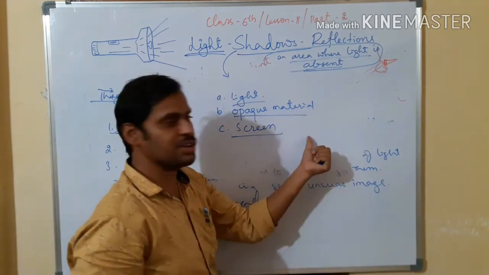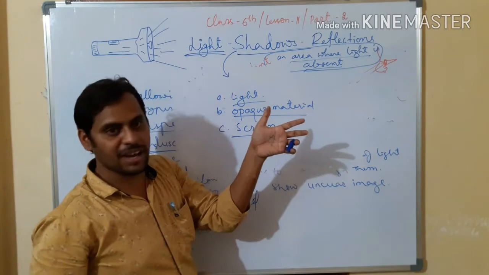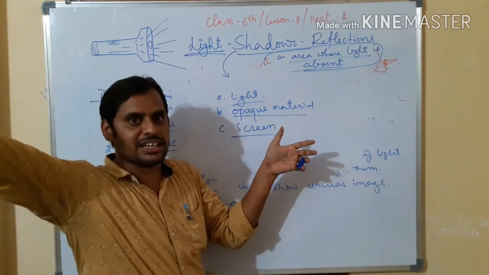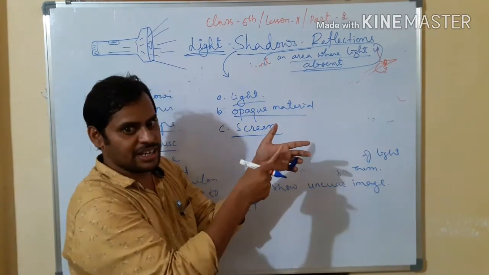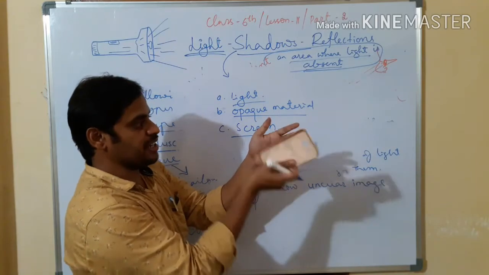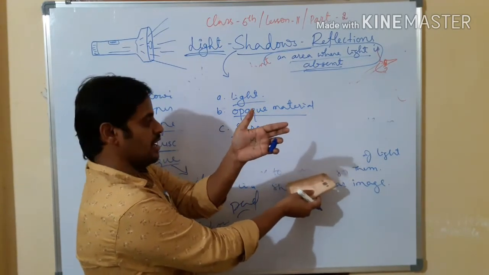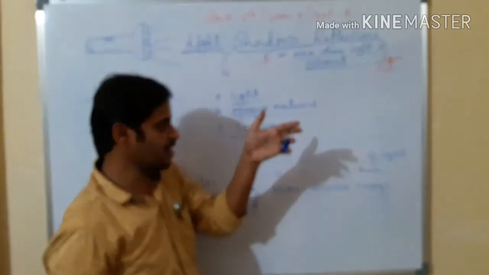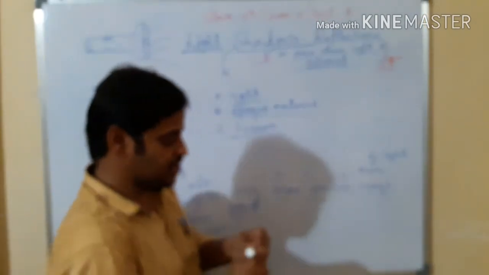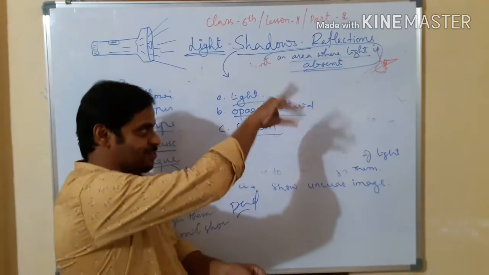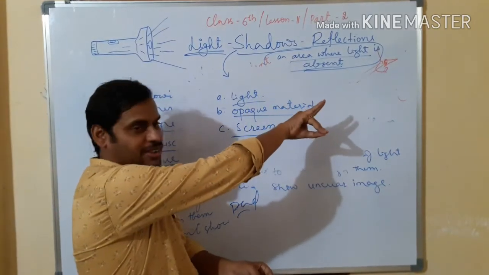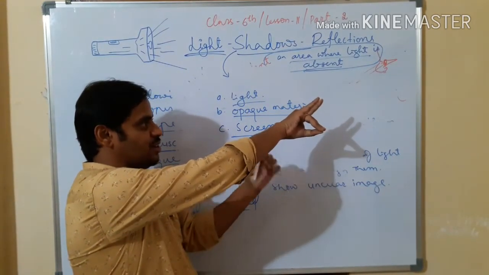Here, what is the screen? The board is the screen. What is the opaque material? My hand. What is the light source? The electric bulb. The electric bulb is giving the light, and the opaque material stops the light rays, so there is an absence of rays, and it is called shadow. In childhood I think you played like this, right? So here this is the shadow.